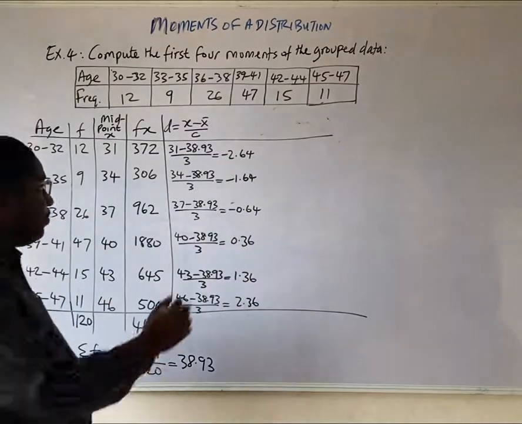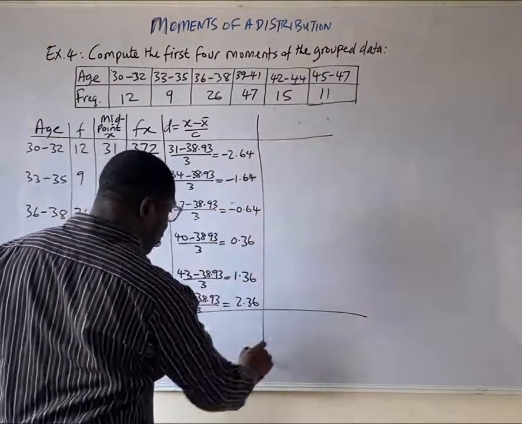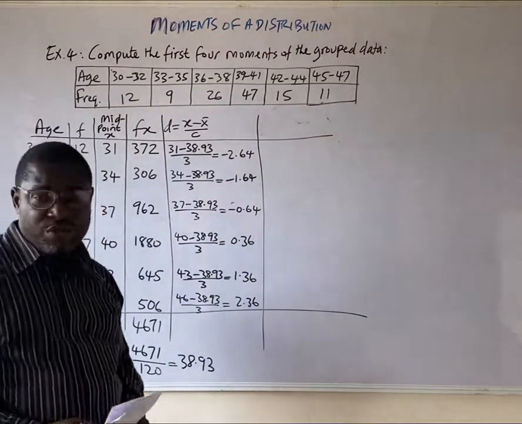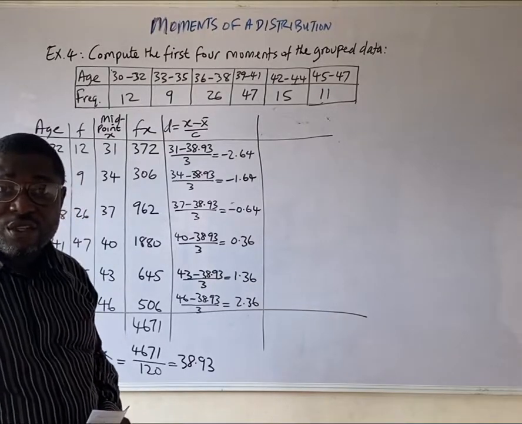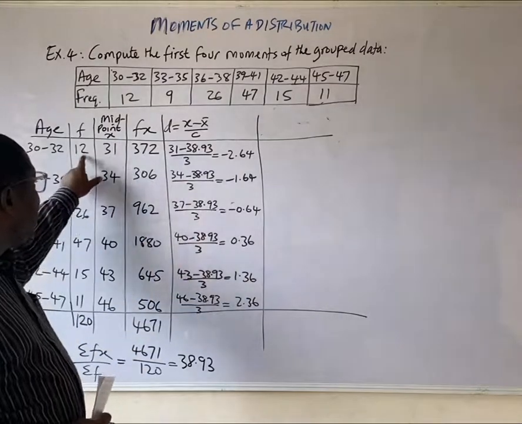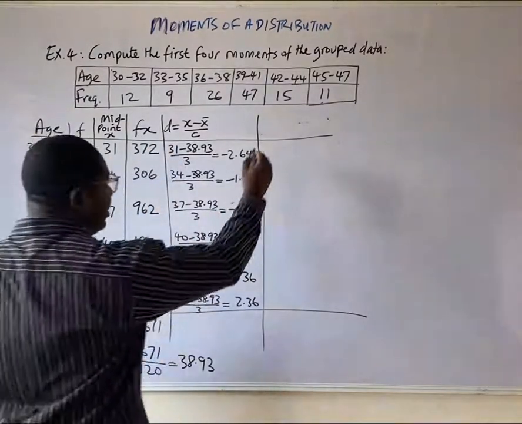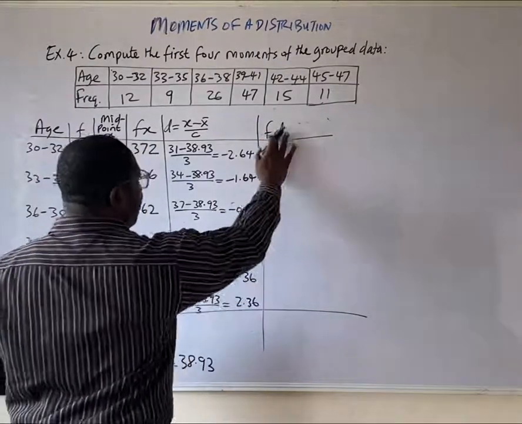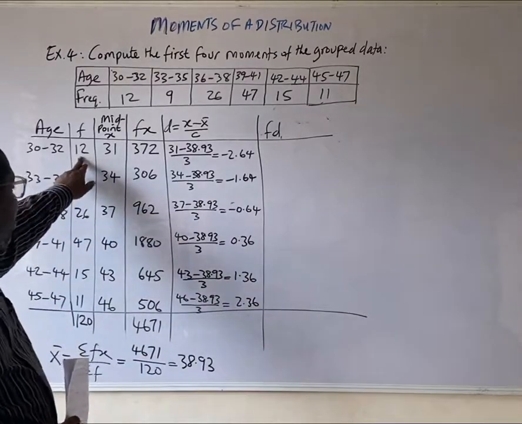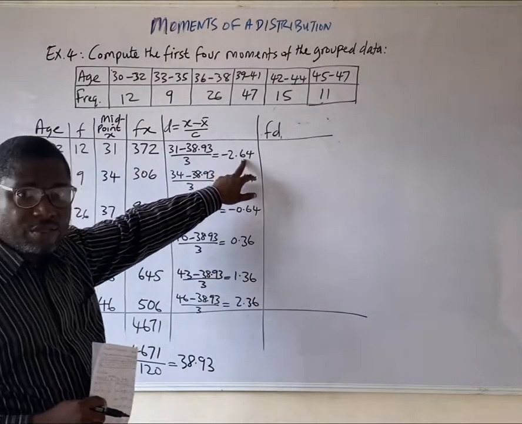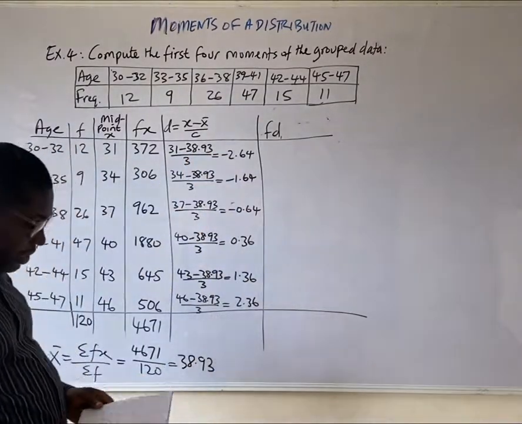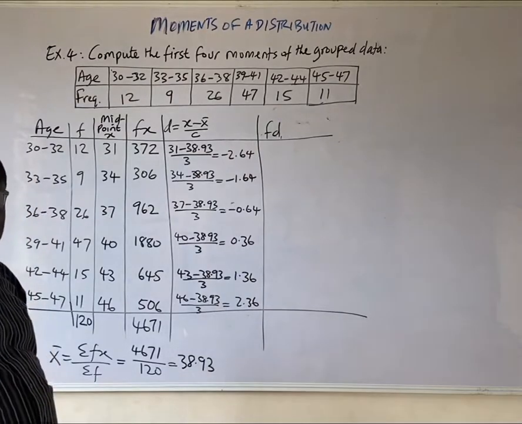The next thing we'll do, after finding the deviation, what do we do? We'll now find the first degree of deviation. And what is the first degree of deviation? Thank you. That is F times D. That is FD. So that will be the values of F multiplied by the values of D. Can you do that along with me very quickly with your calculators?